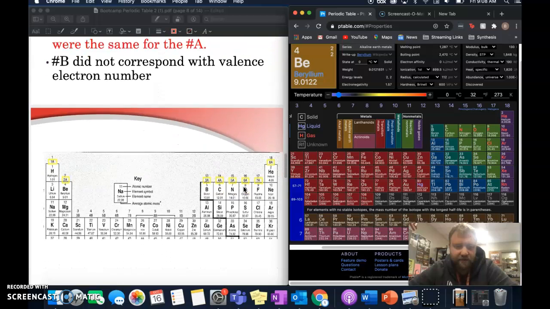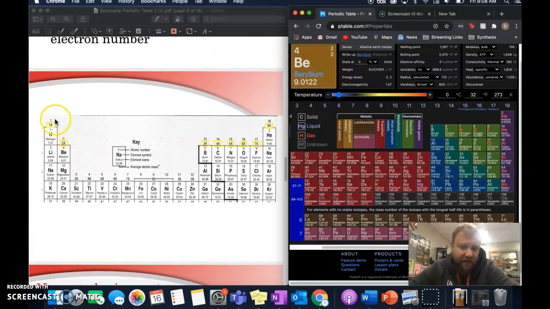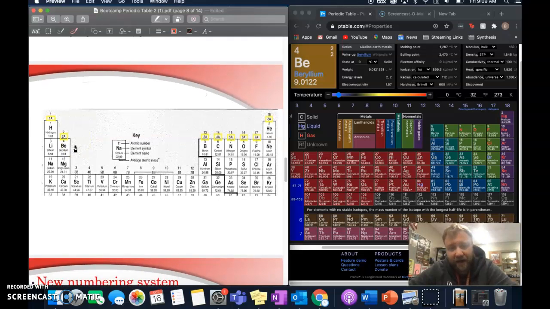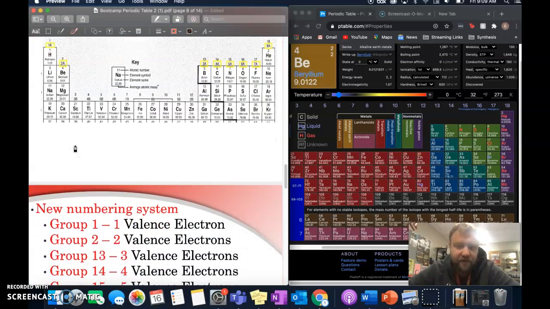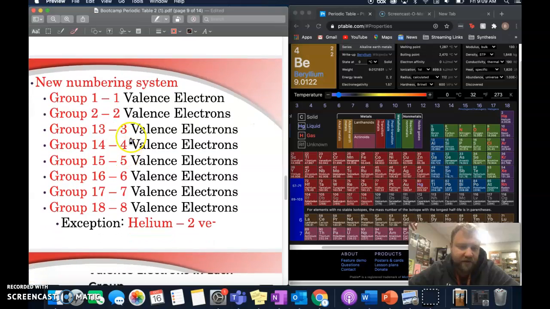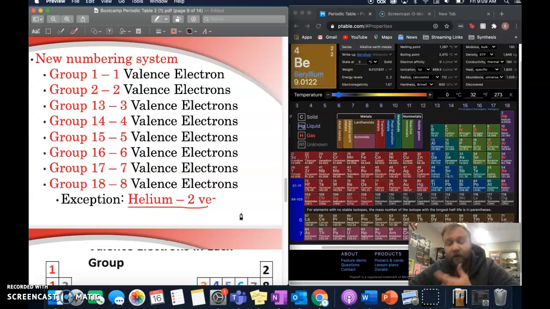So here's a look at the old numbering system. A lot of modern periodic tables don't have that. I mean, it's kind of been transitioning for the last like 10 years. So, yeah, here, group 1, group 2, group 3, number of valence electrons. The only exception is group 18, I forgot to bring up helium, since it only has 2 total valence electrons, and it's considered to be a noble gas. That one only ends up with 2.